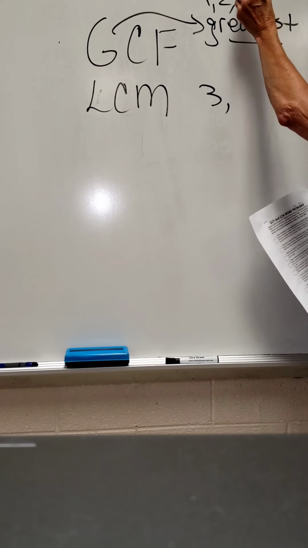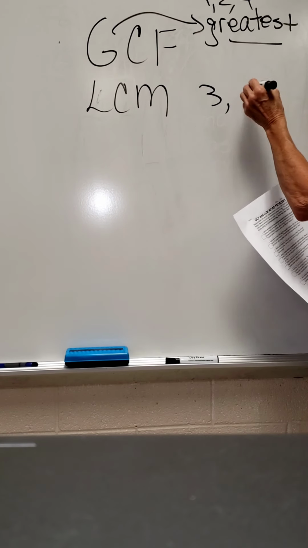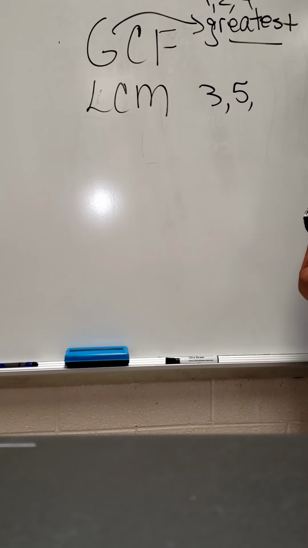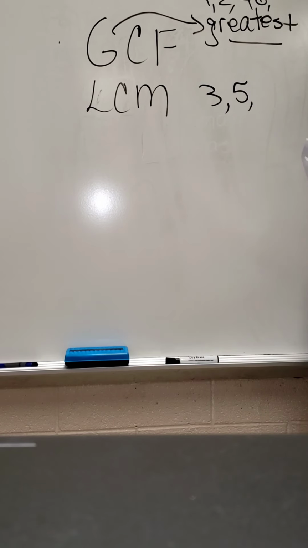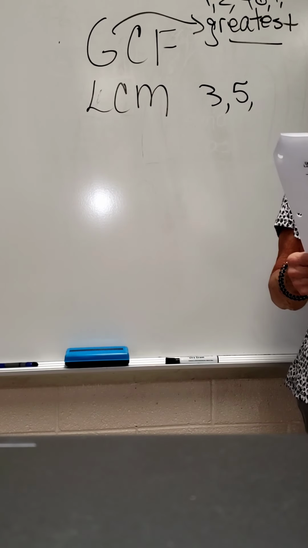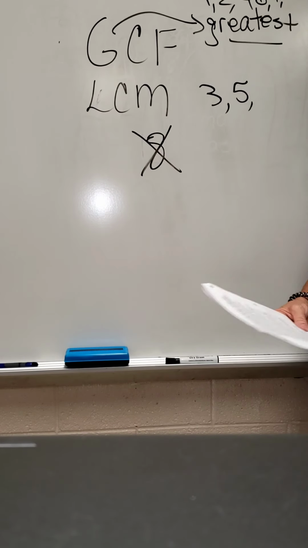Circle the word greatest. Number 5, here goes a good cue word. What's the word in number 5? Smallest. Circle the word smallest. Number 6, what's the word? Greatest. Number 7, greatest. Well, this is getting easy for me. Number 8 is smallest, but look at number 8. The numbers are 17 and 8. We do not have to do LCM for anything larger than 12. So on number 8, please mark it out. You do not have to do it.